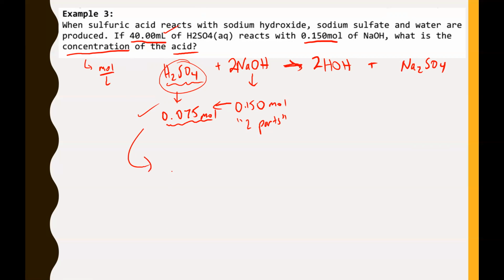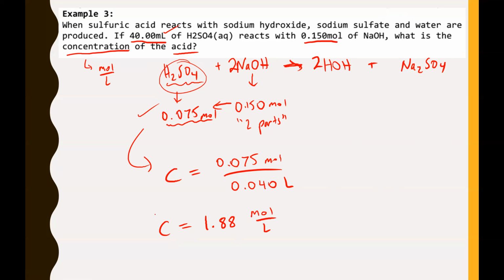So to find our concentration, I'm going to say C equals, concentration equals, how many moles we have, 0.075 moles, divided by how many liters we have. Just take this and divide it by 1,000. So it's going to be 0.040 liters. This is going to give us a concentration to just 3 sig digs of being 1.88 moles per liter.